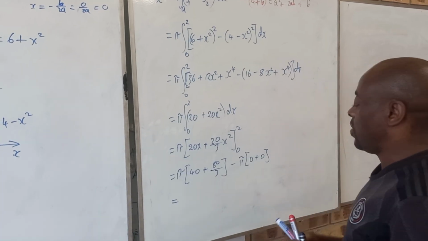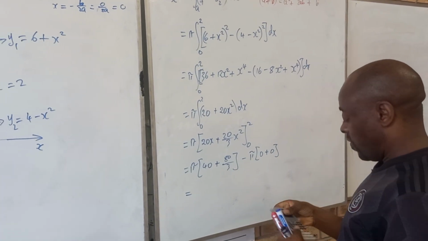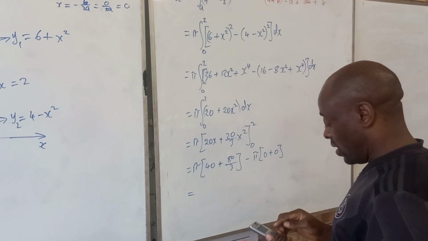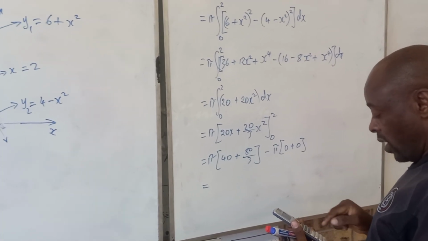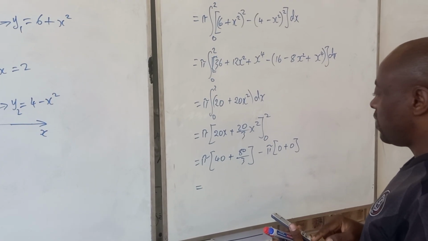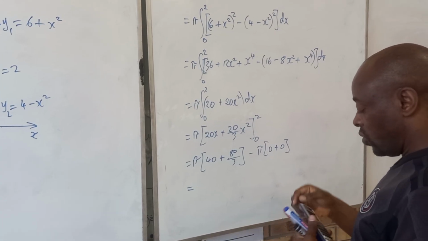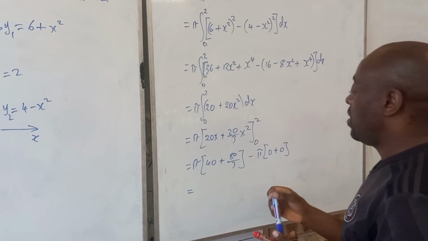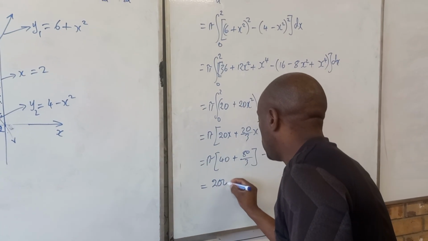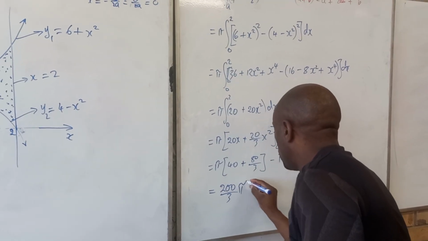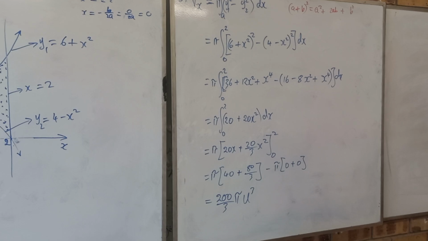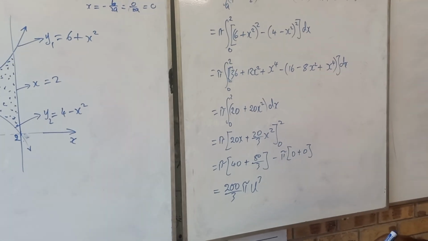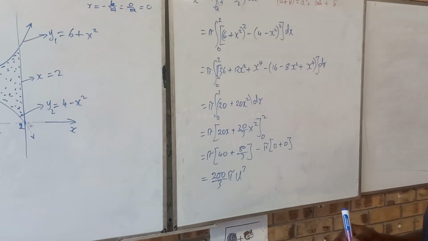Then I talk to my calculator. With volumes, you are allowed to leave your answer in terms of pi, so I can simply take 80 on 3 plus 40. That gives me 200 over 3 pi. So I can say that's my volume, 200 over 3 pi cubic units. If you want to multiply by pi, it's fine. So guys, thank you. That's our volume discussion.